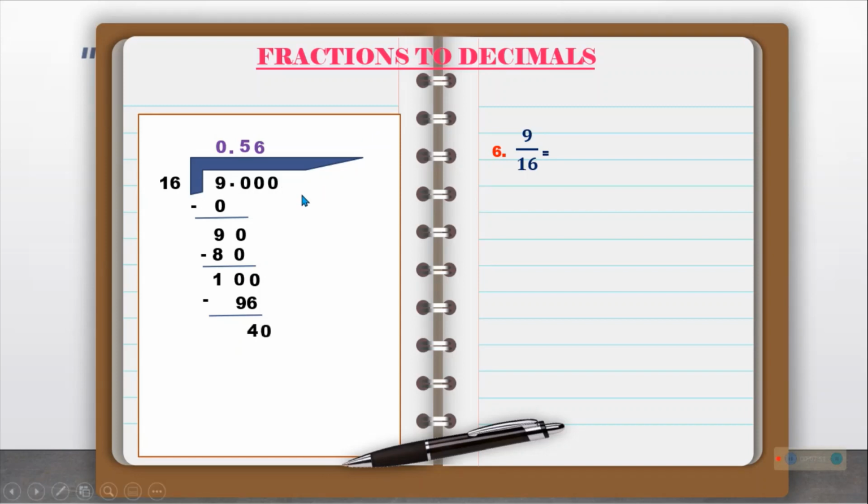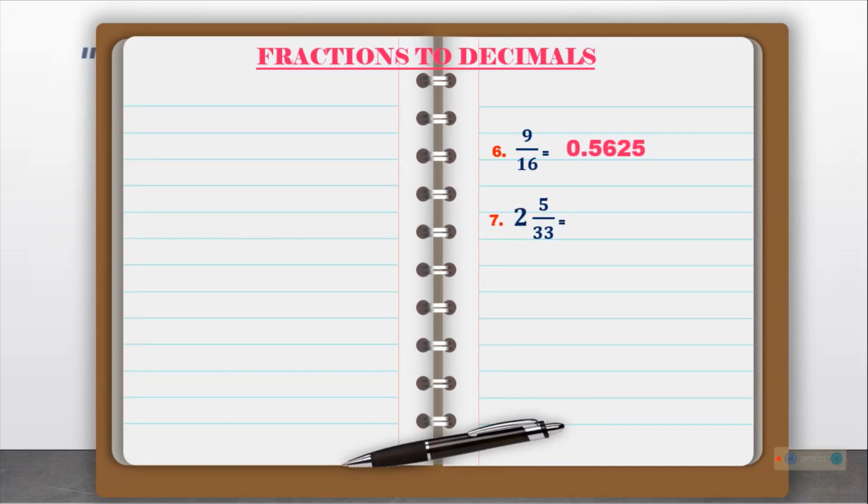Bring down again 0. 40 divided by 16, that is 2. 2 times 16 is 32. 40 minus 32 is 8. Then bring down again 0. 80 divided by 16, that is 5. 5 times 16 is 80. 80 minus 80 is equal to 0. So the final answer is 0.5625.